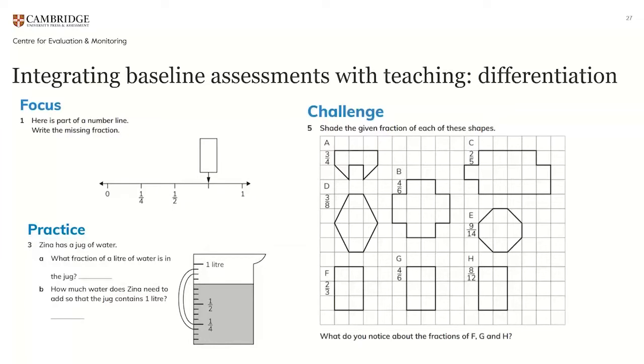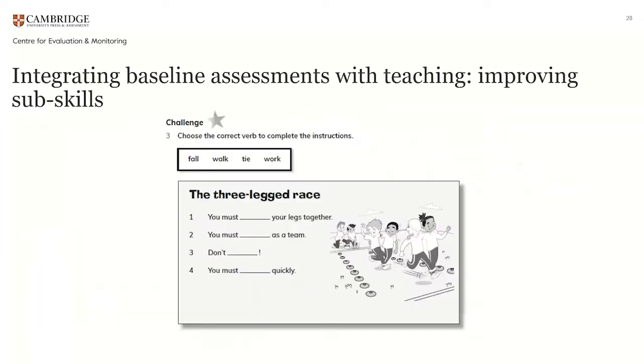Last bit from me, on the next slide, is, again, one way to see improvement across all subjects, math, science, humanities, is to improve those core skills of reading and maths. So here, for example, you might want to focus on word recognition, word decoding, and look through your resources for activities that can help those sub-skills.